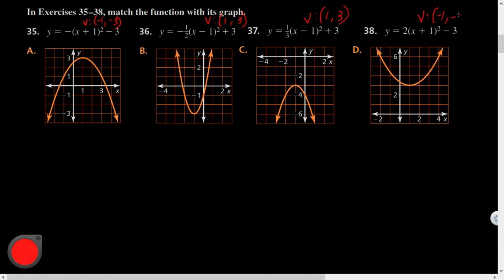Oh, we'll analyze that as well. That's a good idea. Actually, let's see if we can analyze it just based on up or down. So this one has a negative A value, so what does that do, Brandon? It opens down. This one opens down. This one opens up, and this one opens up. All right. What doesn't work?